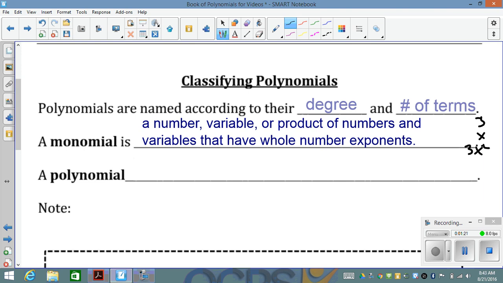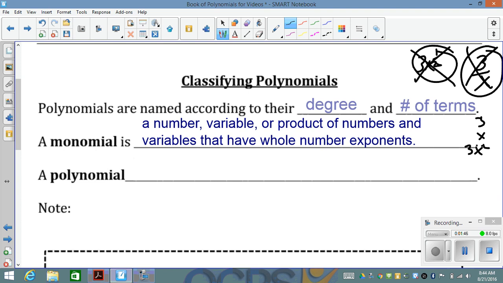Okay? If you had 3 over x, not a monomial, not a polynomial, because your variable is in the denominator. If you had 3x to the 1/2, not a monomial, not a polynomial, because the exponent is not a whole number.